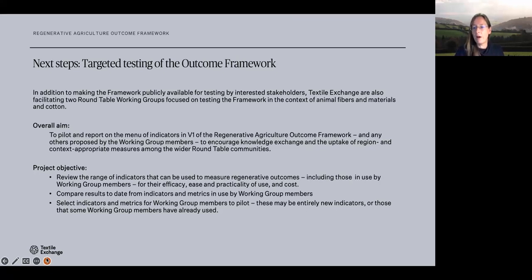But this is just all part of having a more focused approach to targeting the testing of the outcome framework. And obviously, I'm sure people will be interested to know what the outcomes of those will be and how we're going to share that. And that's a good point for me to hand over to Zach.